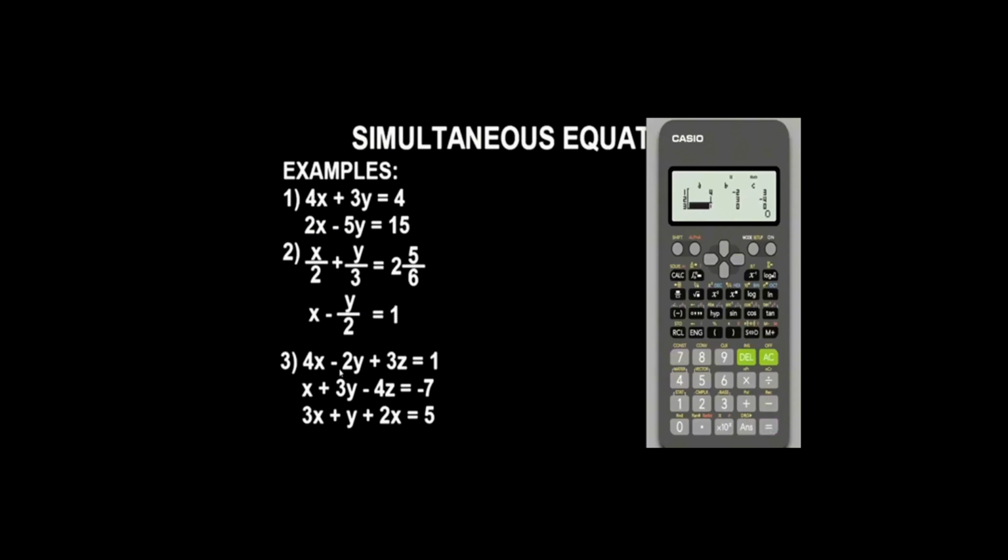And the last equation, we have the coefficient of 3x here is what? 3. Coefficient of y is what? 1. Coefficient of 2x is what? 2. And the constant is what? 5. It's as simple as this, guys. So that's it. Let's now press equal to begin to get our x, y, and z values respectively. So our x is negative 1, our y is 2, and z is 3.